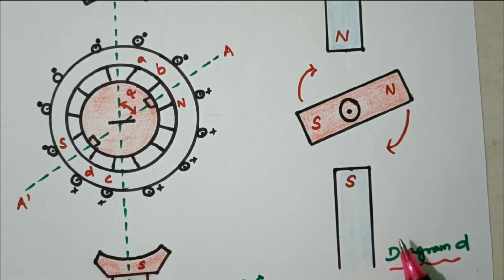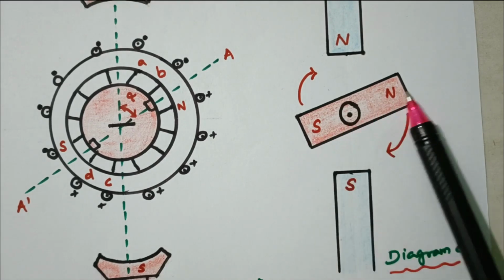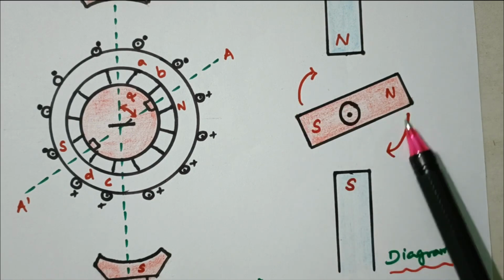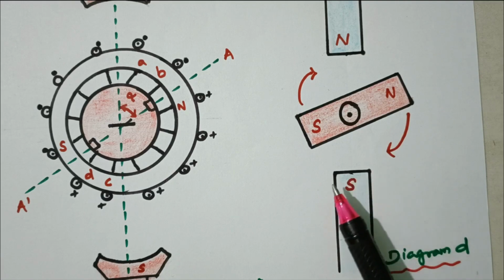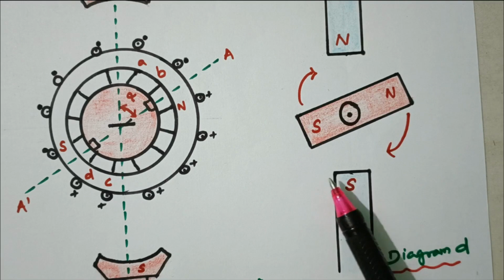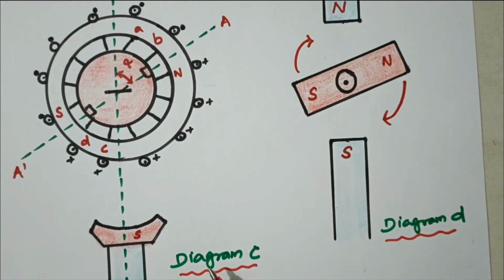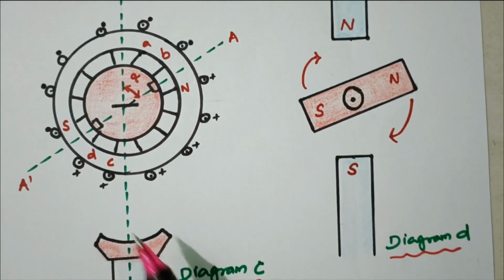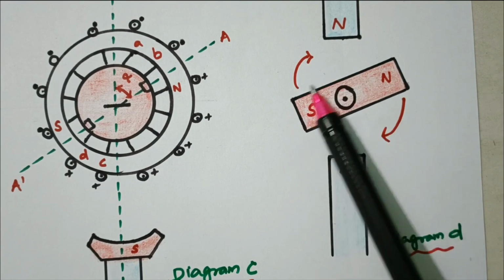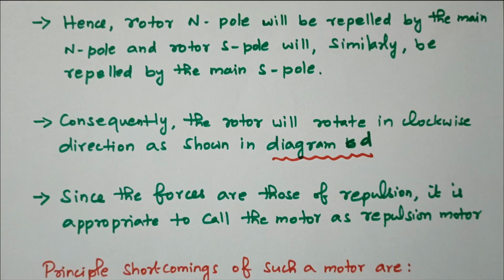This diagram D refers to this S pole and N pole. Now the rotor is at an angle of alpha, so this S and N attract each other, and this N and S will attract each other. So it will start to rotate in the direction indicated in the diagram, right? So diagram C shows the rotor position with an angle alpha. Diagram D shows how it is attracted and what the direction of rotation is. Now we'll see the description.